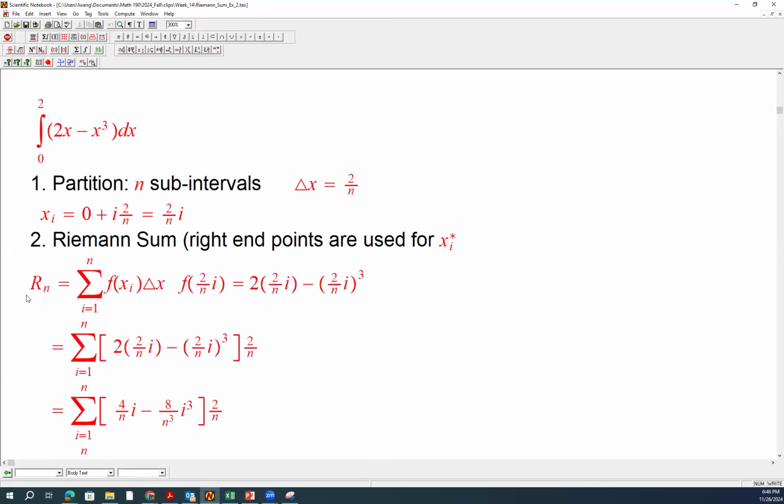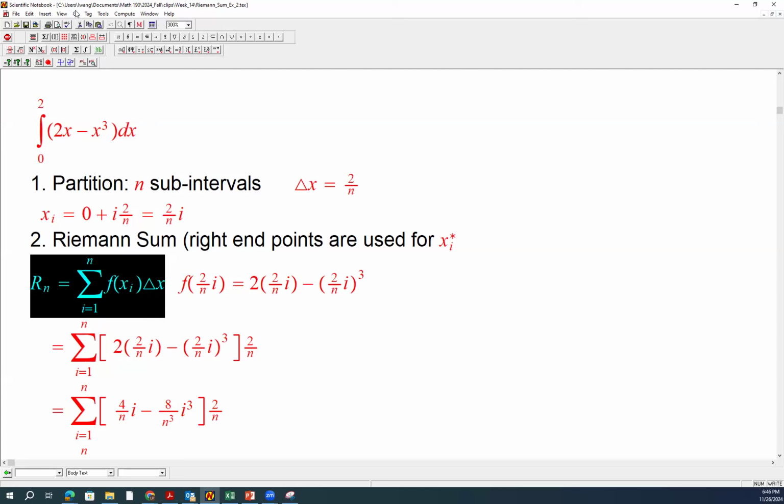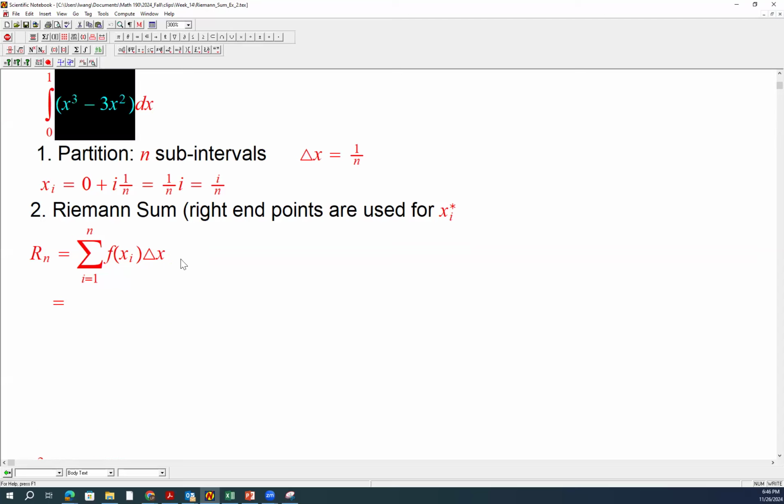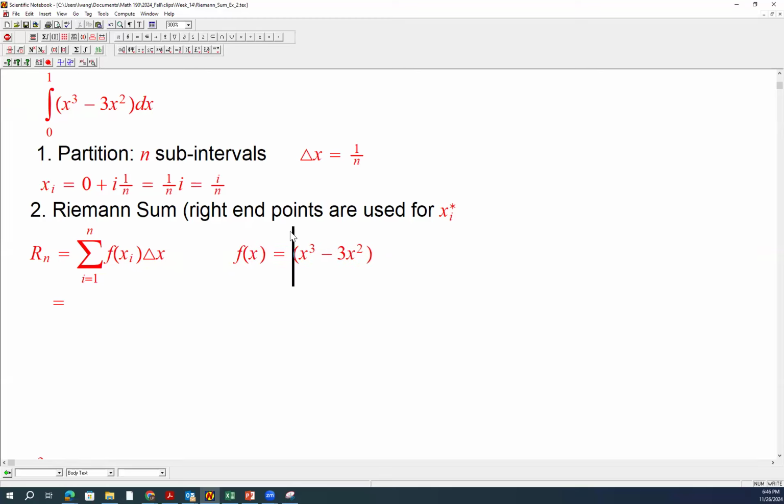So I'm going to steal the Riemann sum representation here. We're going to work on the Riemann sum. Of course, we know the function is this piece. This one has a little higher power. So f of x is equal to that.